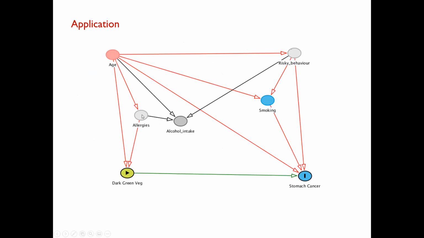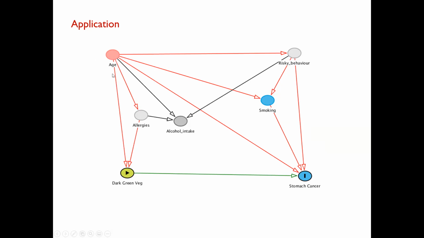As you see, allergy and risky behavior should be unmeasured, so they are light gray. And if you see, we have just one causal path, and all the non-causal paths are confounded by age, so it's sufficient to adjust for age to block all these paths. And one other path is already blocked, which is the one with alcohol intake. So these are two paths that are already blocked by the collider, alcohol intake. And at the end, as you already said, we only have to adjust for age.